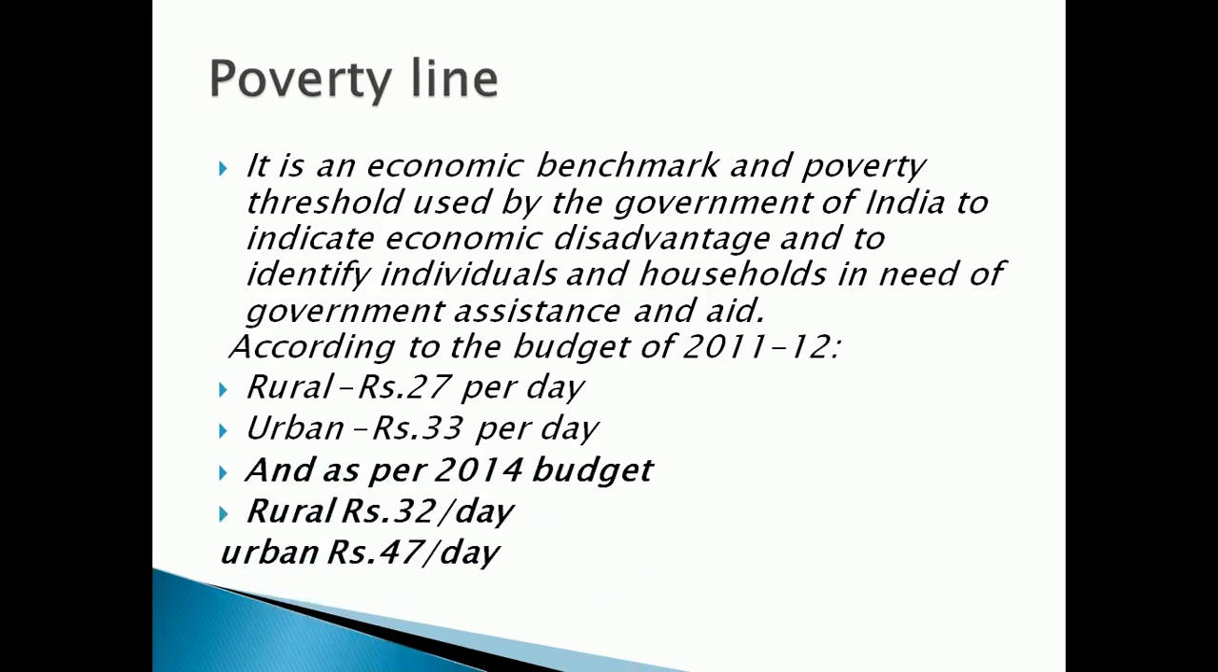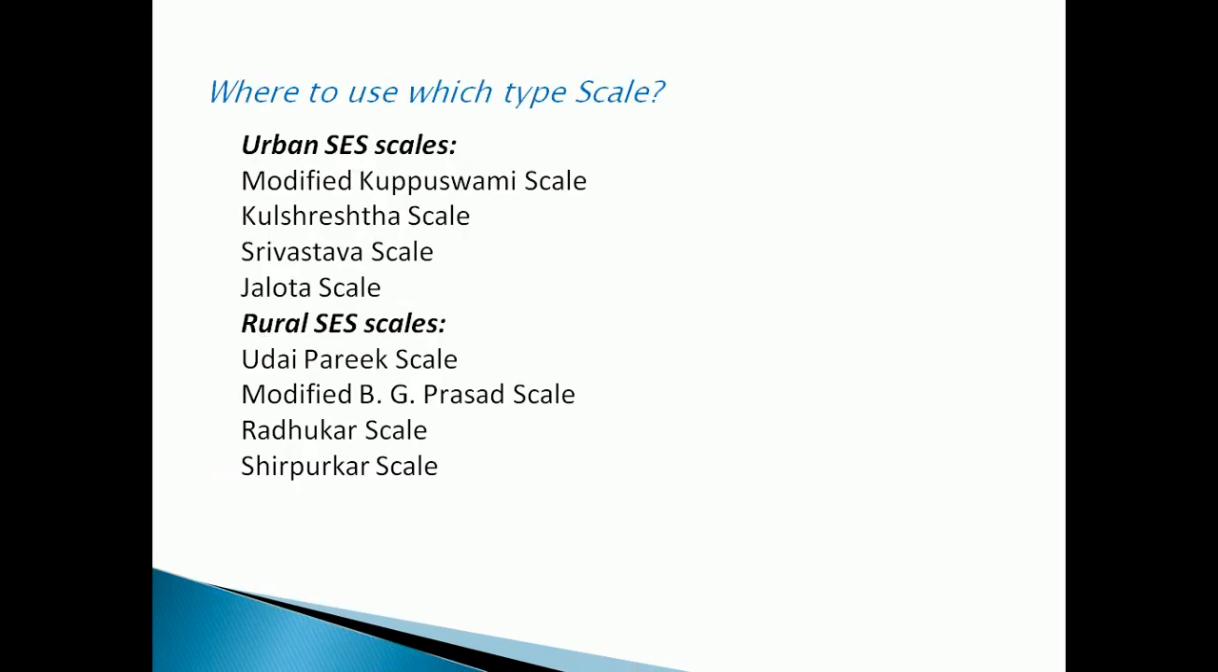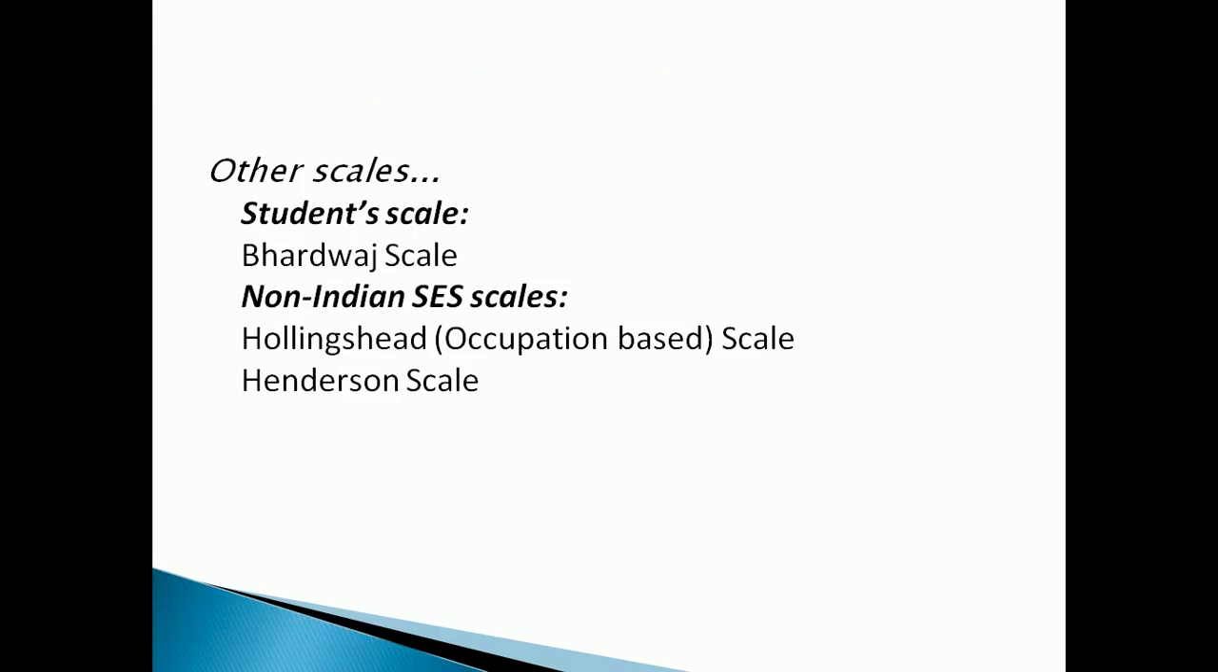Okay. So which type of scale should be used? This is very important during any research purpose or any family study. Okay. So there are urban socio-economic scales and rural socio-economic scales. In urban areas: modified Kuppuswamy scale, Pareek scale, Srivastava scale, Jalota scale. But in rural areas we use Udai Pareek scale, modified BG Prasad scale, Kulshrestha scale, and Shirpurkar scale. Other scales also, you just remember the names only.